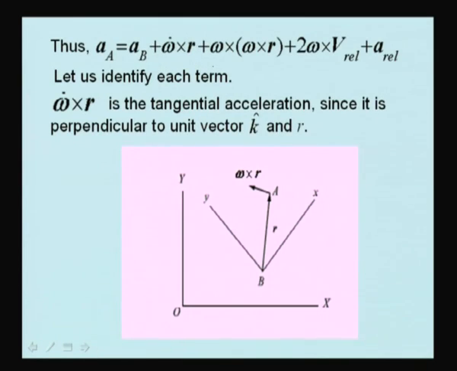Thus, AA is equal to, we get this big expression: AB plus omega dot cross R plus omega cross omega cross R plus 2 omega cross V rel plus A rel. Let us identify each term in it. Omega dot cross R is the tangential acceleration, since it is perpendicular to unit vector k and r. Omega is having the direction k, therefore, omega dot is also having the direction k. Omega dot cross R is the vector which is in the tangential direction.